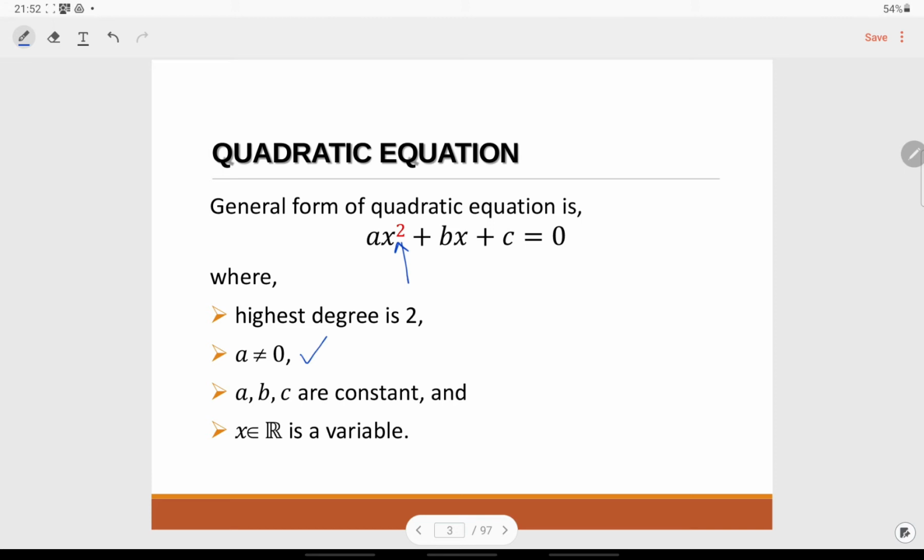For a, b, and c, we call all these three values constants. In other words, a, b, and c are fixed. And then x, which can be any real number, is what we call the variable. So a, b, c are constants, and x, which is a real number, is considered the variable.